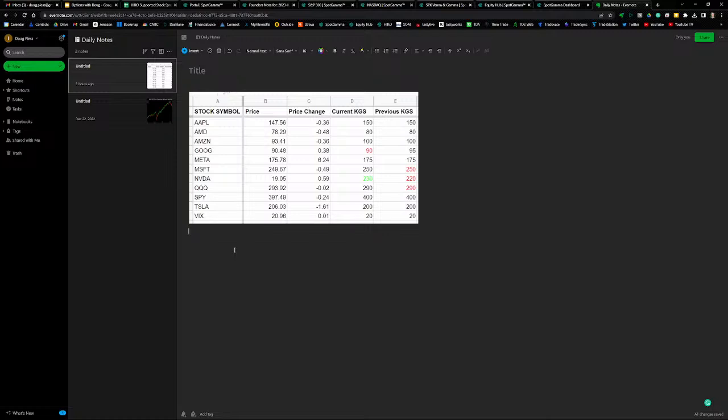So anyway, this is showing the key gamma strike from yesterday. That's shown in the far right column, the previous key gamma strike, and then the current key gamma strike is the key gamma strike for today. And then I compare the current key gamma strike with a previous key gamma strike, and I color code these either green or red. So green means that the key gamma strike increased from the previous day, and red means that it decreased. And this is just a quick visual reference, and SpotGamma provides other levels if you're interested in trading one of these stocks.